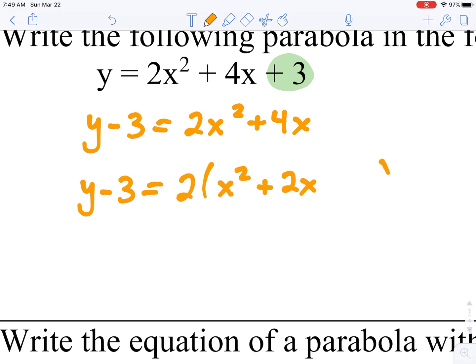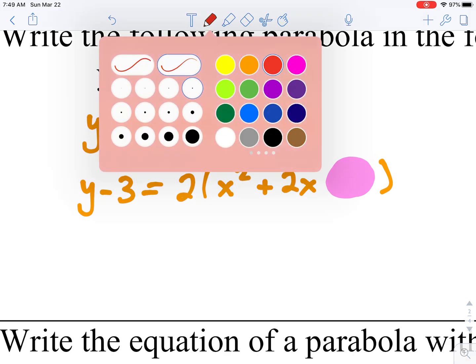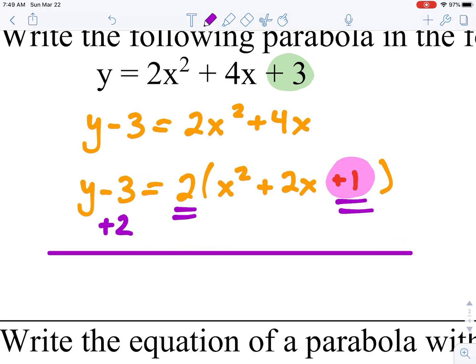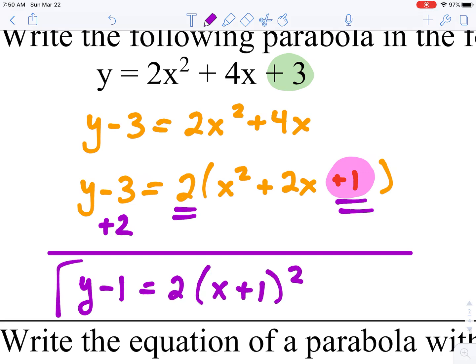Now leave me with the 2 and leave some space. Our goal is to find out what goes right here. And to do that, we're going to take half of negative 2, which is -1, and (-1) squared is 1. But what do we add to the other side? So remember, we're going to take 1 and multiply it by 2 to get 2. That is what we add to the other side. So we have y minus 1 equals 2 times (x + 1) squared.